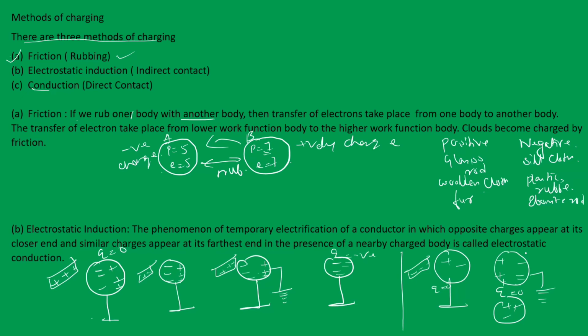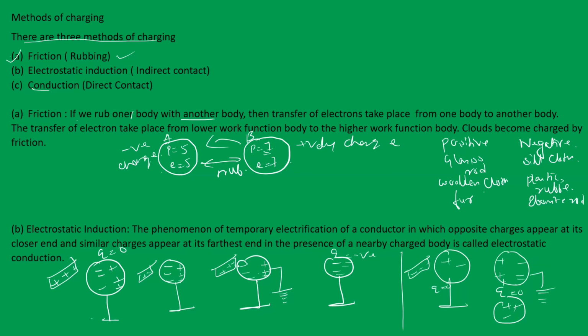So this is how it happens. And you always have to remember that if you don't do this earthing, then as soon as you take away the charged body, this body will become uncharged again. This is the reason why we have done the earthing.